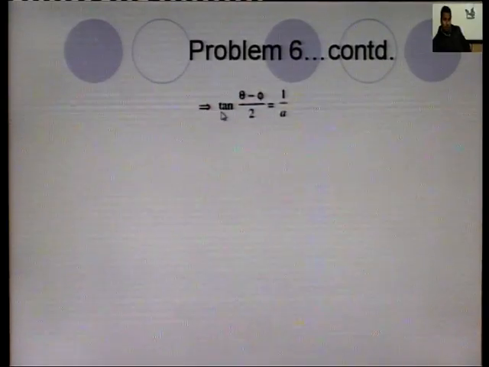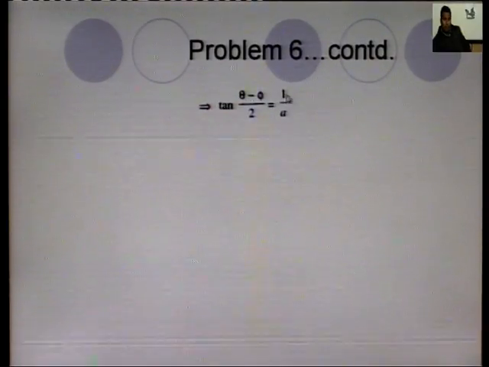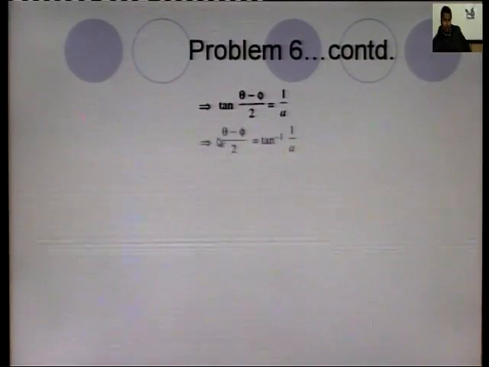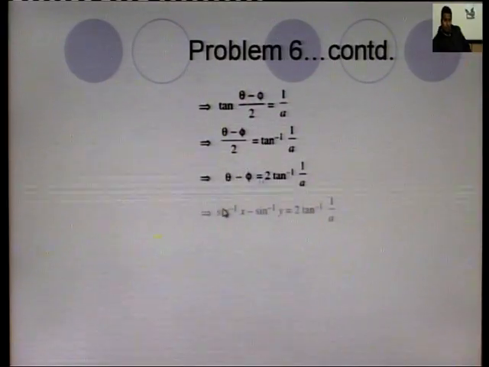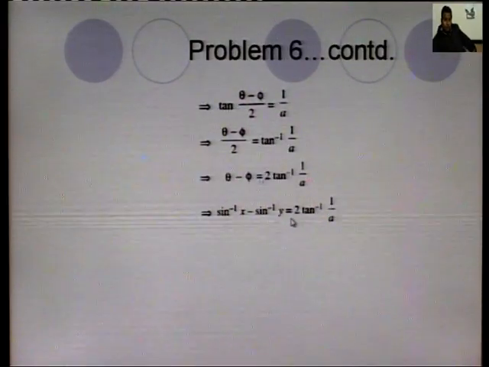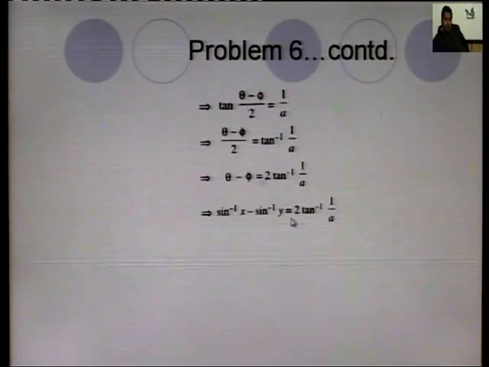So this will become tan of theta minus phi by 2 is equal to 1 by a. Now theta minus phi by 2 is equal to tan inverse 1 by a. Now substituting the value of theta and phi here, this will become sin inverse x minus sin inverse y is equal to 2 tan inverse 1 by a.